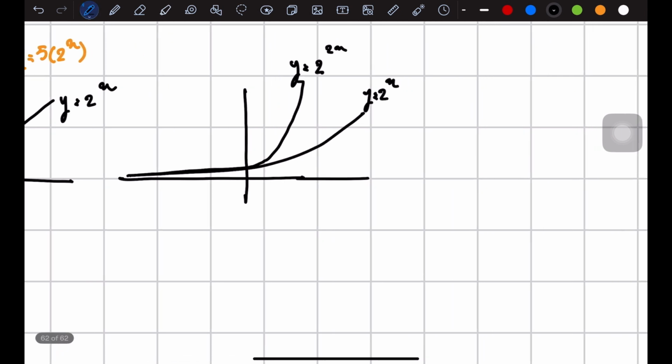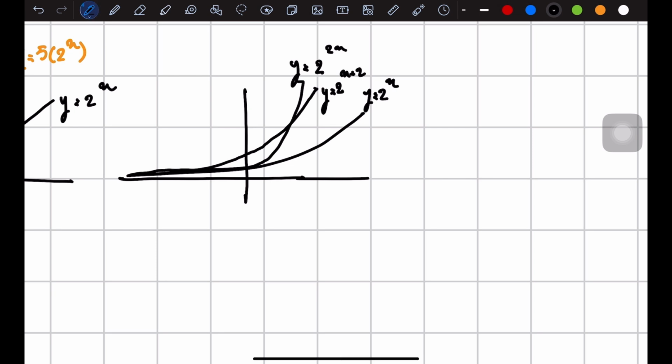And okay, now let's add something to it. So for example, this one also again goes up, but here suddenly this one will have a higher value. For example, y is equal to 2 with the power of x plus 2. And that's how we show them.